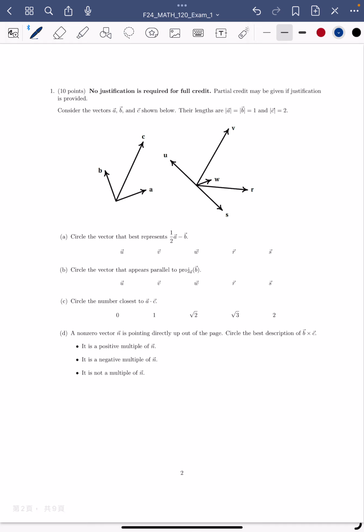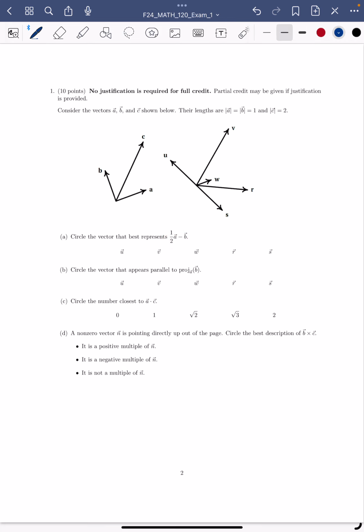Okay, so first question. You don't have to justify your answer to get full credit. So it's good to write down your justification and to check your answer throughout the practice. Okay, so now we have vector A, B, and C as below here, and the lengths are given. So for A, circle the vector that best represents this vector.